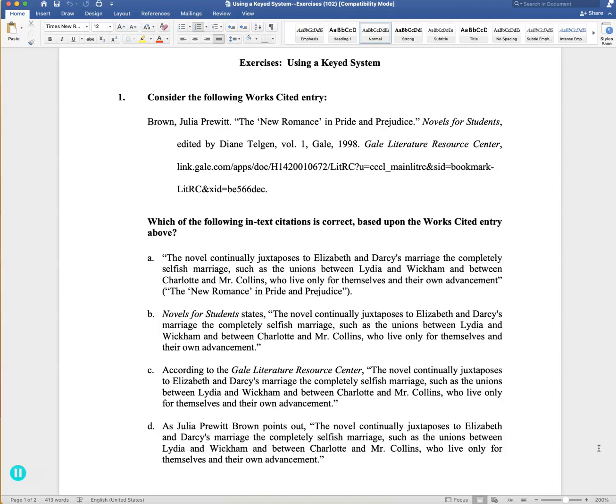All right, so I have a works cited entry of a source I'm using in an essay about Pride and Prejudice, and that's correctly formatted. And I want you to look at each of these four in-text citations and decide whether or not each one is correct. And of course, our key word here, our first word, is Brown, right? So we need the author's last name because this entry begins with the author's last name. We need that word, Brown, somewhere in the in-text citation.